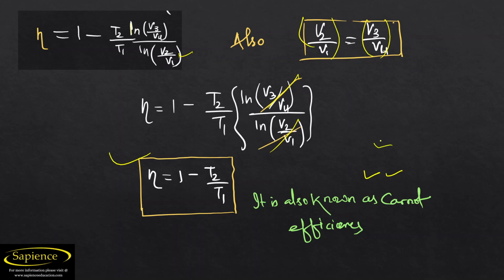I hope you have understood now. This is the final result. You can also write Carnot efficiency as 1 minus the lower temperature divided by the higher temperature. Always the lower temperature should be at the top and the higher temperature at the bottom, so that you will be able to find the efficiency of the Carnot cycle.